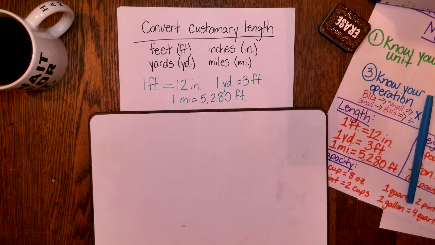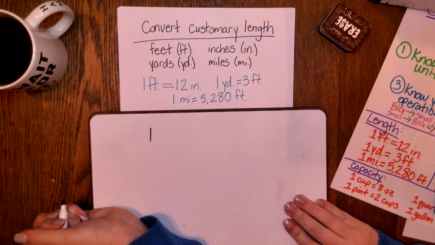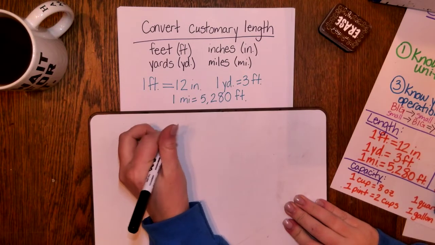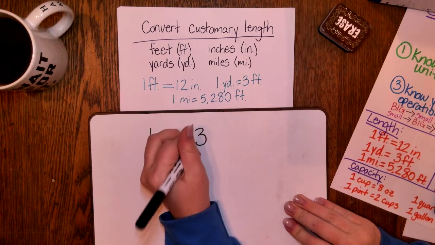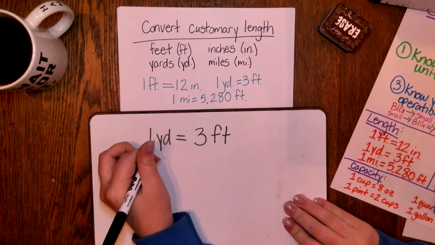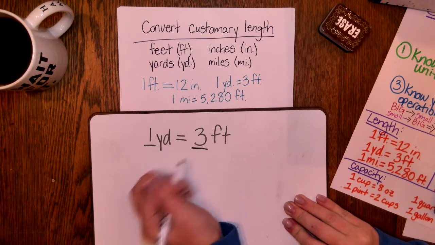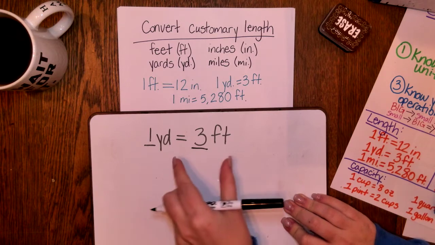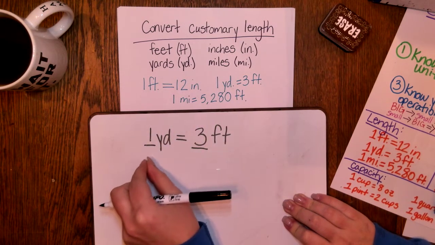Now let's talk about yards. We know that 1 yard equals 3 feet. 1 yard is the same as 3 feet. So it takes 3 feet to go into 1 yard.